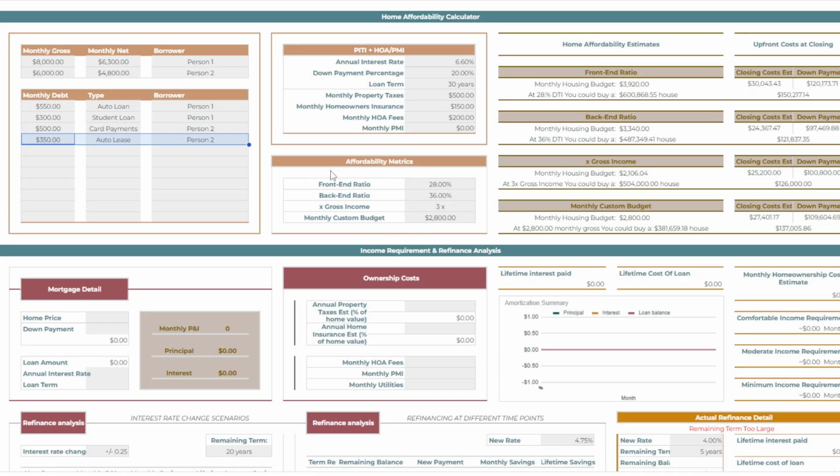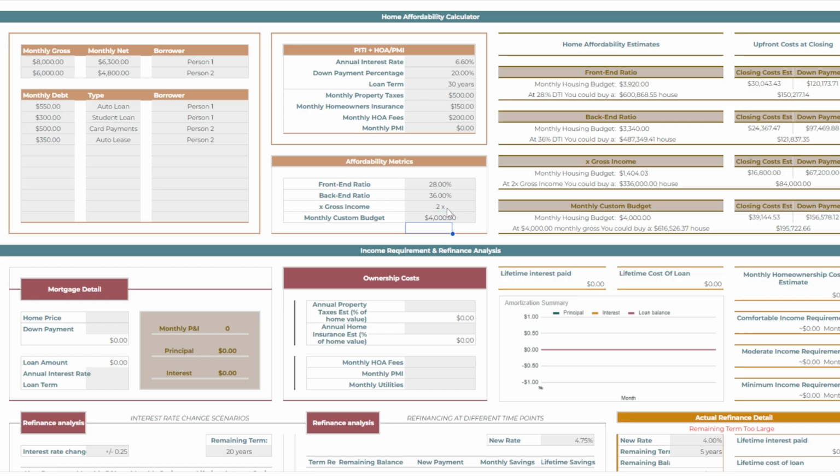The affordability metrics are already filled in with commonly used default values. The front-end ratio represents the percentage of your gross monthly income typically allocated to housing costs only, while the back-end ratio reflects the portion of income generally considered reasonable for housing, plus all other debts. The gross income multiplier estimates how many times your annual income could be spent on a home, and the monthly custom budget shows a standard maximum housing payment based on typical guidelines. You can adjust any of these values by entering your own estimates to better match your financial situation.